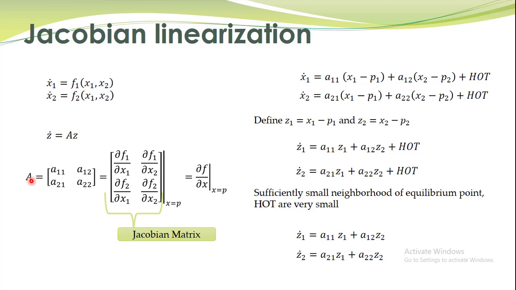This matrix is called Jacobian matrix, and this thing, that is the Jacobian matrix evaluated at the equilibrium point. And this kind of linearization, that is called Jacobian linearization.